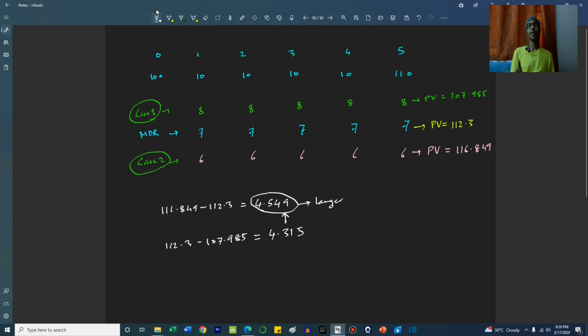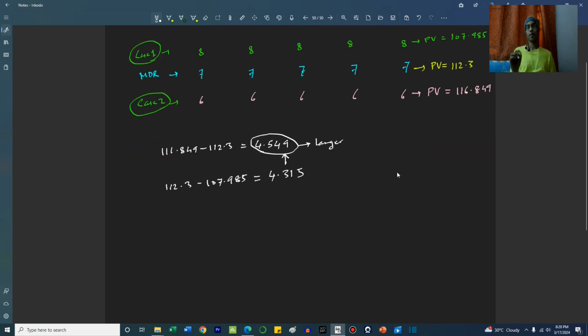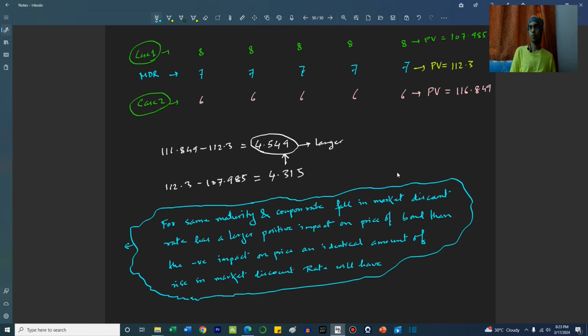From here we can draw the second postulate, which is for the same coupon and maturity amount, decrement of the market discount rate has more positive impact than the negative impact of an equal increase of the market discount rate. So this is postulate number 2, friends. For same maturity and coupon rate, fall in market discount rate has a larger positive impact on the price of a bond than the negative impact on the price of a bond when an identical amount of rise in market discount rate happens.